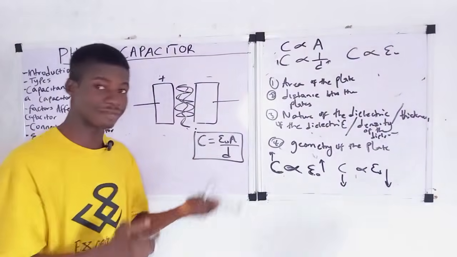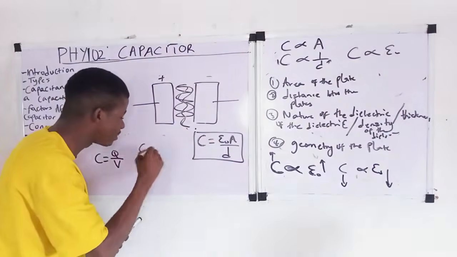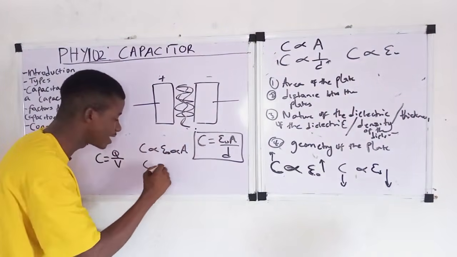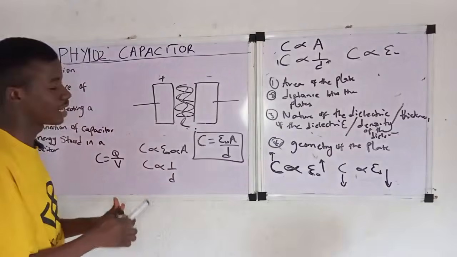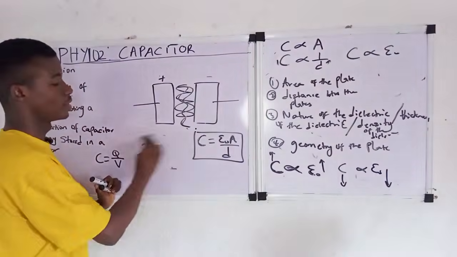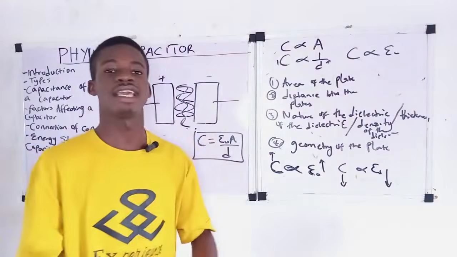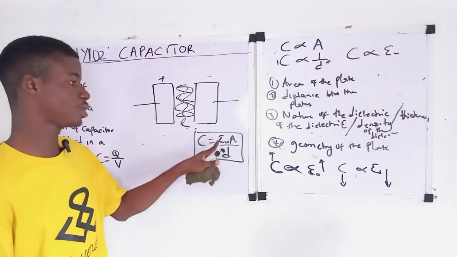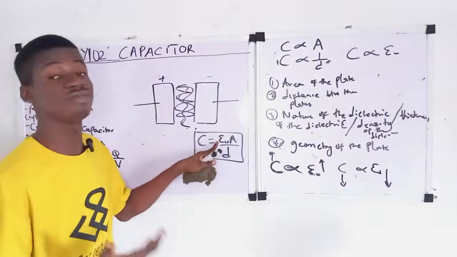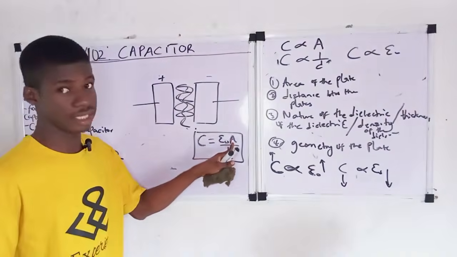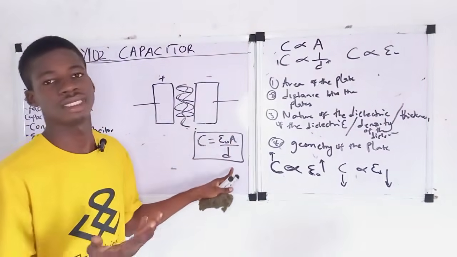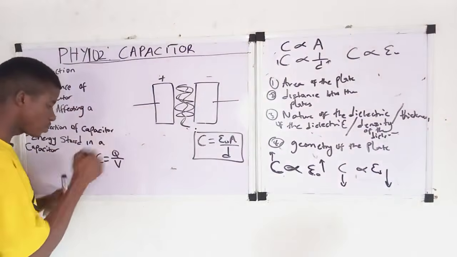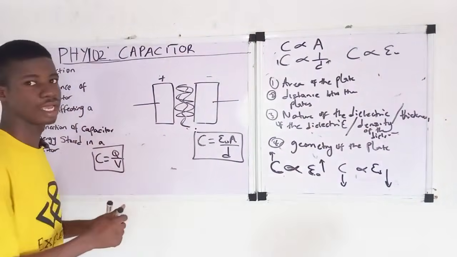In this formula you find that C is directly proportional to E naught, still directly proportional to A, and inversely proportional to D. So this is the formula for the factors that affect the capacitance of the capacitor. The capacitance of the capacitor is equal to the permittivity of free space times the area divided by the distance between the two plates. Yes, so this is one formula, and this is another formula.